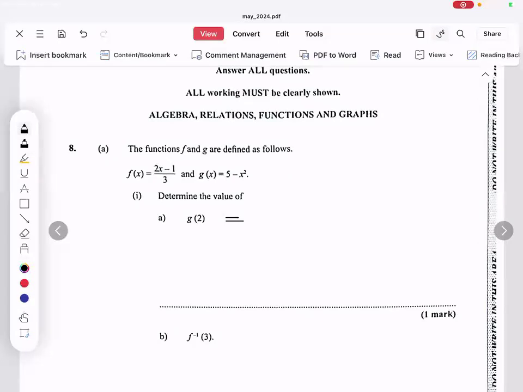Now, guys, I'm putting it for the x. The x is... yes. So we don't know, it doesn't take so long for that. So 5 minus 2 squared.